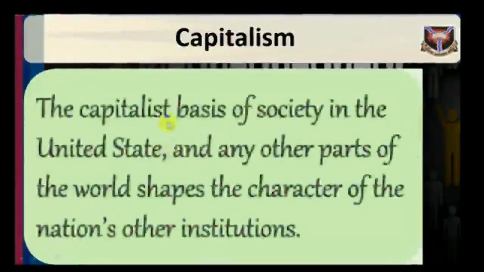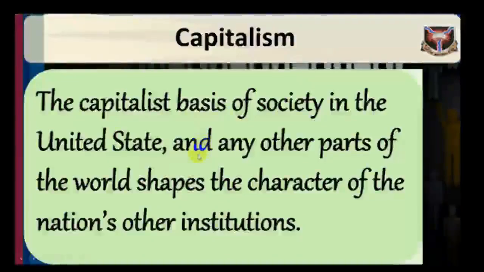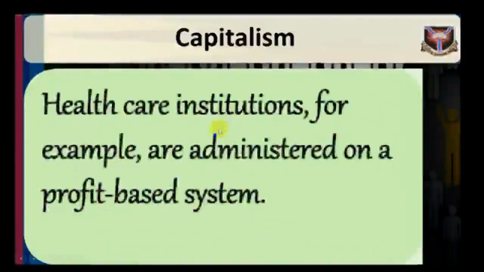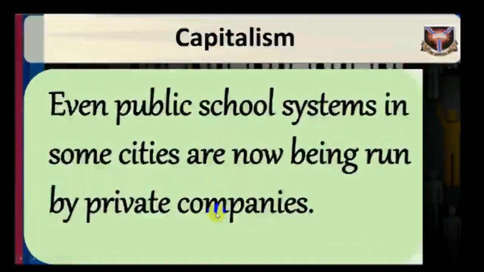The capitalist basis of society in the United States and any other part of the world shapes the character of the nation's other institutions. Healthcare institutions, for example, are administered on a profit-based system. In other industrialized societies, healthcare is regarded as a human right that is paid for and administered by state agencies, a more socialist model. Other institutions are also shaped by capitalism. Even public school systems in some cities are now being run by private companies.